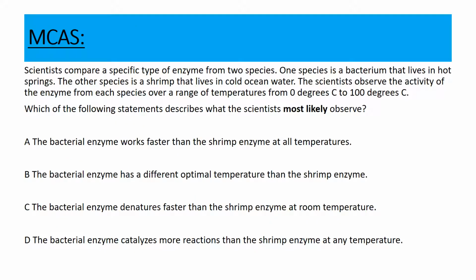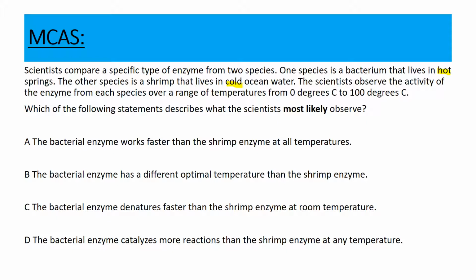This one's a bit wordy. I'm going to explain it and just point out the answer. Scientists compare a specific type of enzyme from two species. One species is a bacterium that lives in hot springs. That's our first clue. This bacterium lives in hot springs. The other species is a shrimp that lives in cold ocean water.